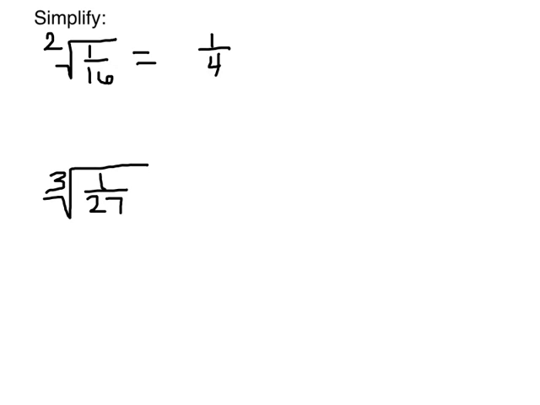And in this one, the cubed root of 1/27 means what number times itself 3 times would equal 1/27. Well, what is the cubed root of 27? It is 3. So 3 times 3 times 3 would equal 27. And then we need to put a 1 on top of every one of those because it is a fraction.